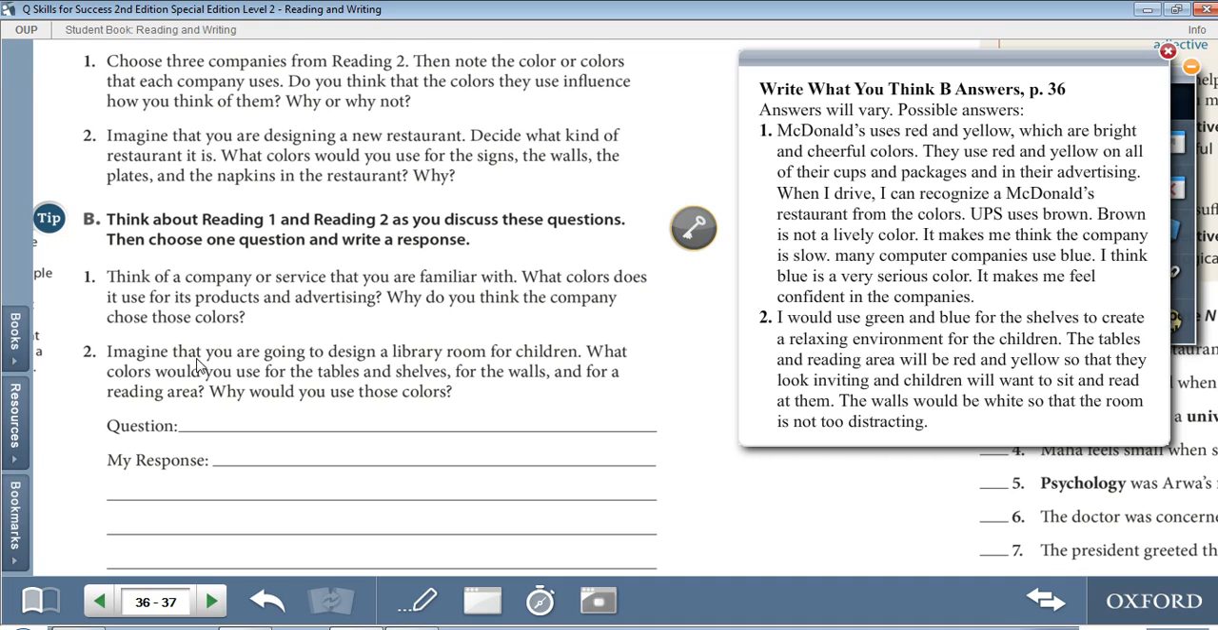Question 2. Imagine that you are going to design a library room for children. What colors would you use for the tables and shelves, for the walls and for the reading area? What would you use? Why would you use those colors? An example answer: I would use green and blue for the shelves to create a relaxing environment for the children. The tables and reading area will be red and yellow so that they look inviting and children will want to sit and read at them. The walls would be white so that the room is not too distracting.